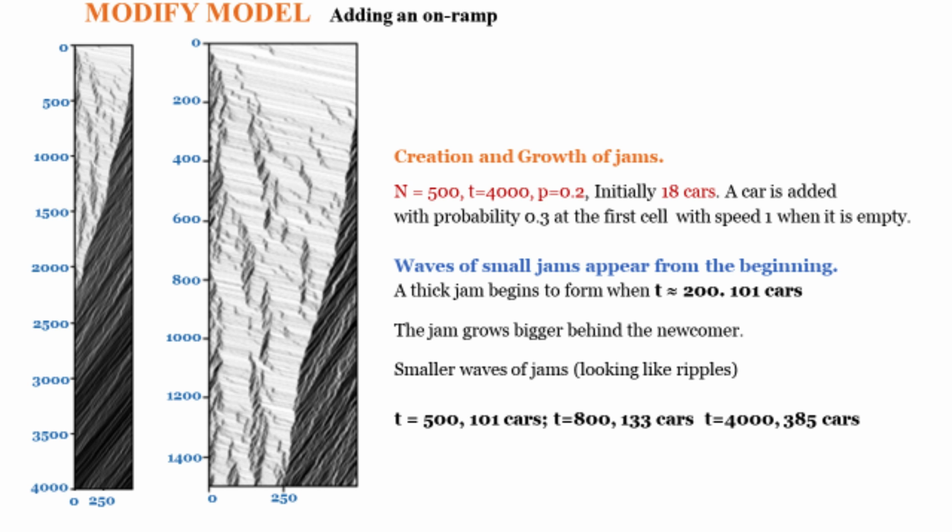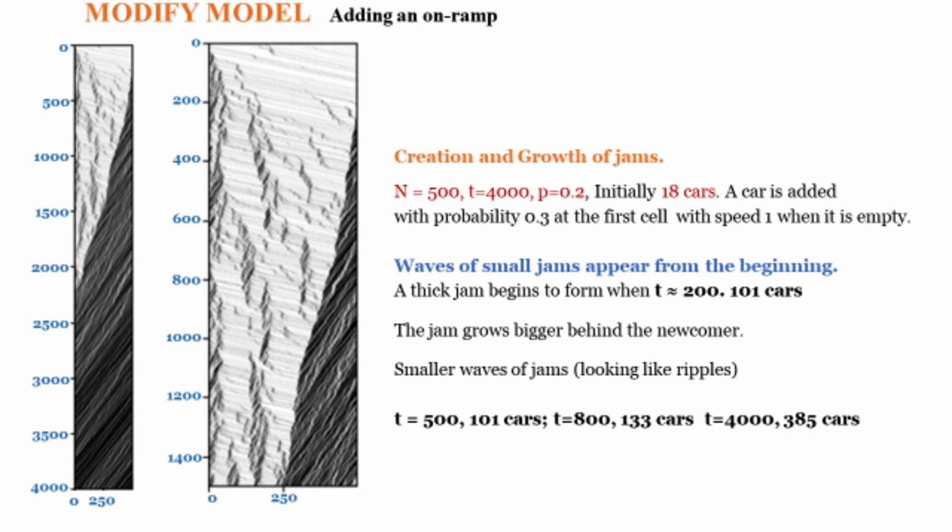So when T is 500, there are 101 cars, and when T is 800, there are 133 cars. So we can see that even when there are only a few cars, the jam begins to form. So the traffic jam is the nature of traffic flow, and its emergence is unavoidable even when the vehicle density is very low.